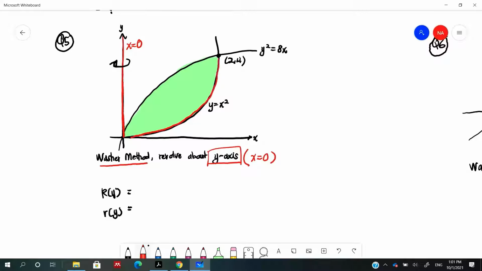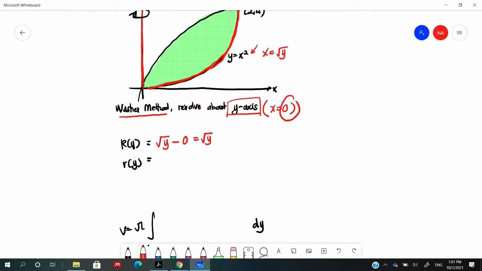This is actually given by y equal to x squared. But should we write x squared here? No, we should write everything in terms of y, so we should modify this one a little bit. So this one should be x equal to square root of y. We should subtract the axis of rotation, which is 0. So this is actually square root of y.